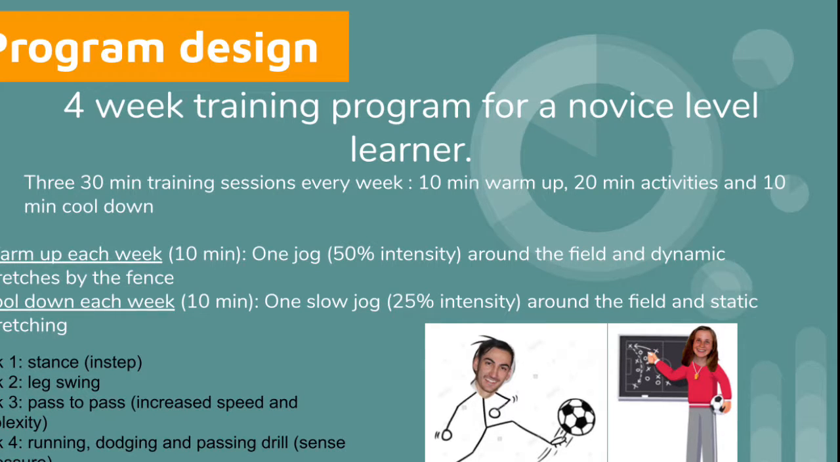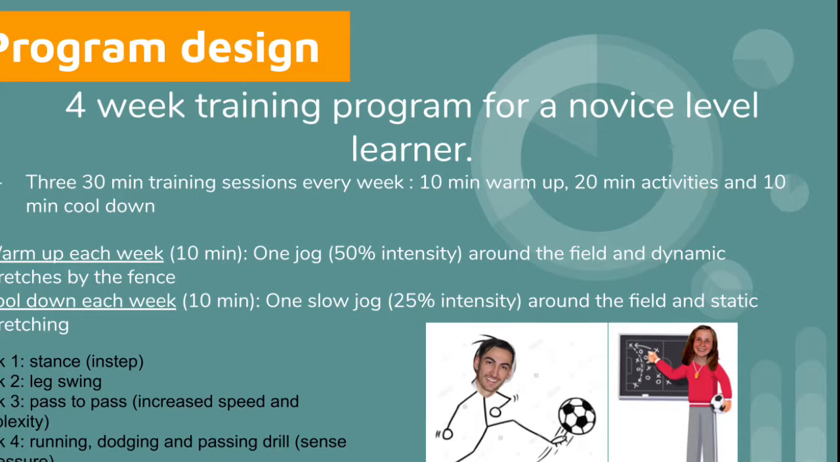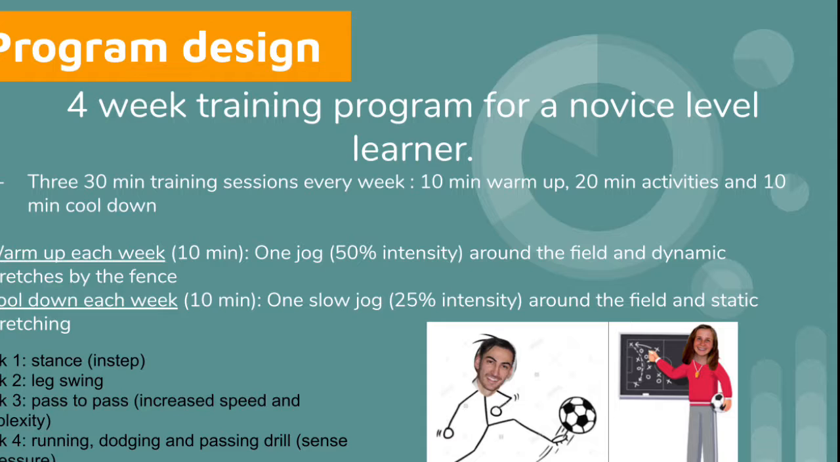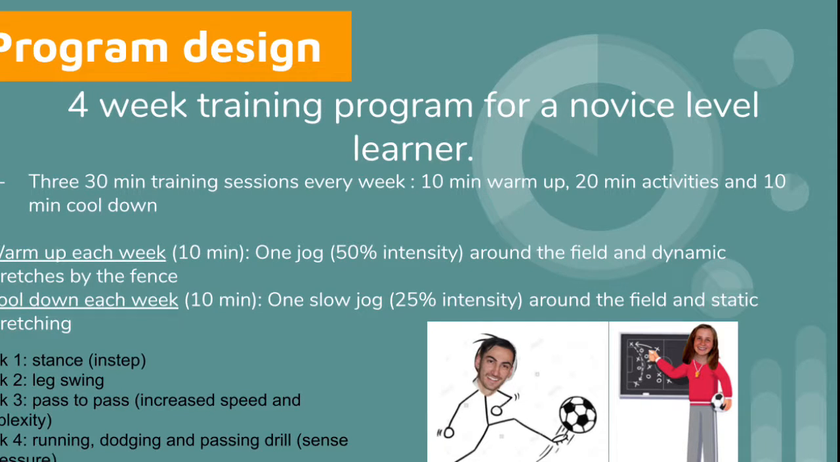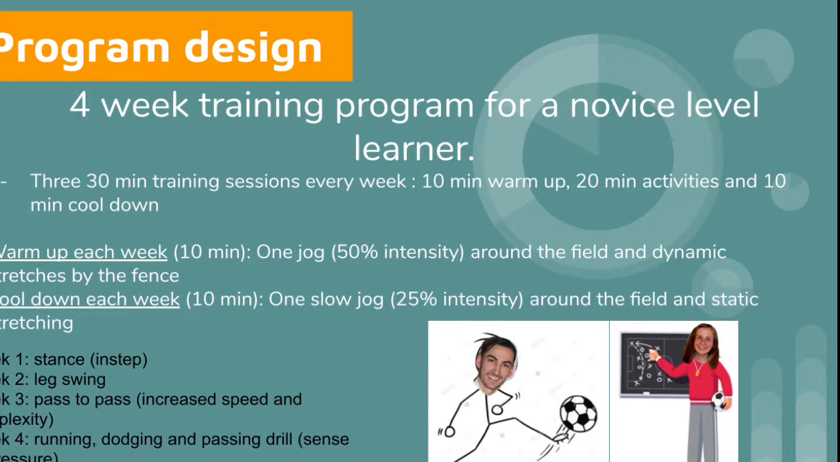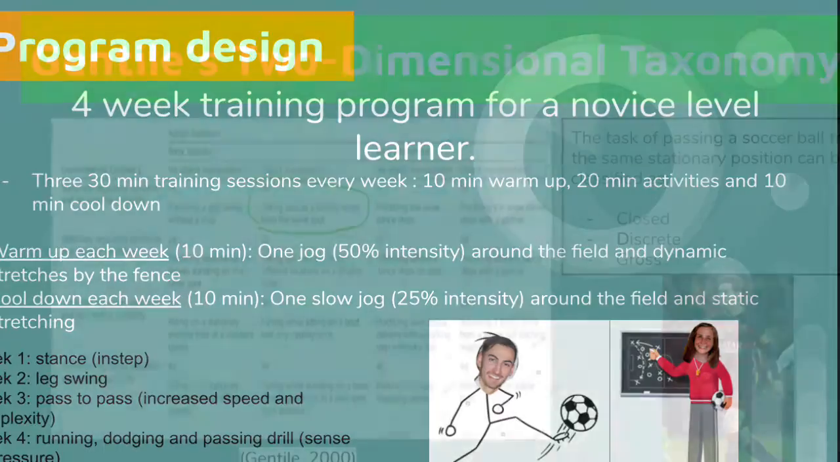Week 3, we will increase the speed and complexity of the task, so this will be pass to pass. This task will test our athlete's ability to position his body to receive the ball first time as opposed to taking 1 or 2 touches first. Finally, week 4 will involve a drill that combines running, dodging and passing. So this is most like a game scenario.